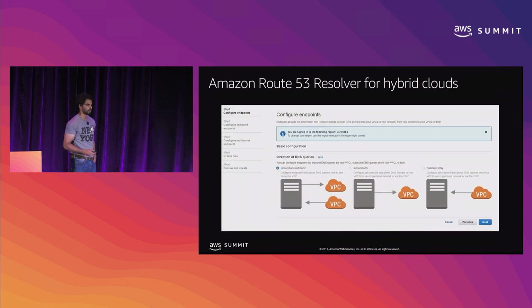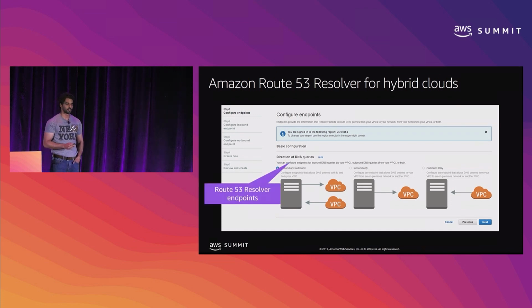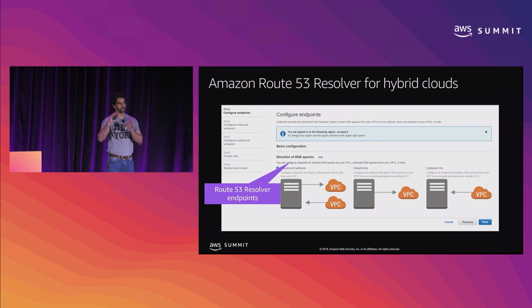What about on-premises? If you want DNS traffic coming from on-premises to be able to make it to the VPC's DNS, you need to use Route 53 Resolver. Route 53 Resolver lets you create multiple endpoints, an inbound endpoint and an outbound endpoint. In your on-premises DNS server, you'll create a forwarding entry saying that anything for the AWS domain name, the next hop is the inbound endpoint.